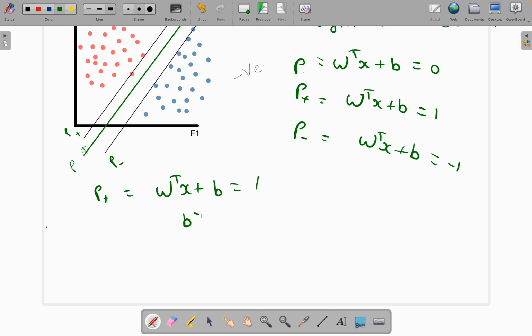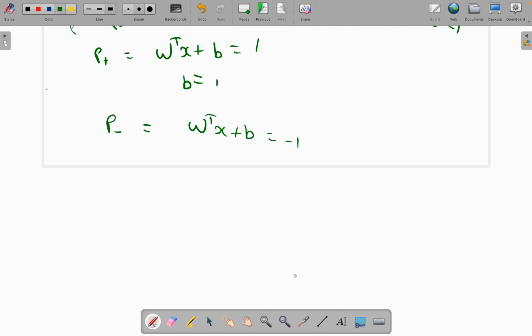Then I will get B is equal to 1, right? Now just remember this, and let's say I can write P minus: W transpose X plus B is equal to minus 1, and again I can rewrite it as W transpose X plus B plus 1 is equal to 0, right? This is the equation, basically AX plus BY plus C kind of thing, right? Simple. Okay, so this is P minus, right?